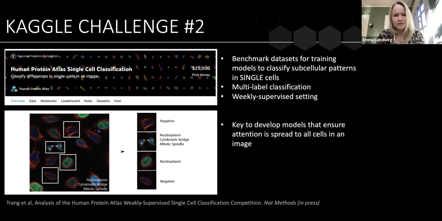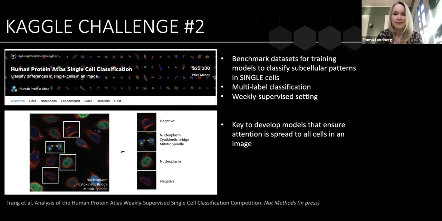And the key here, I would say, is to develop models that ensure that the attention is spread to all cells in an image, because most often your machine learning models will focus on the most discriminative features. And based on the first competition, and inspecting the models of the first competition, we realized that the most discriminative features of images most often only include a couple of cells and not all of the cells. So this was really the key where we expected to see innovations, and we saw a lot of different approaches.